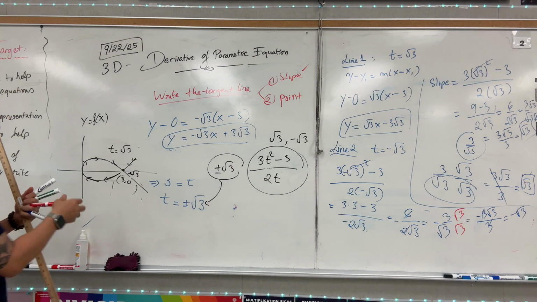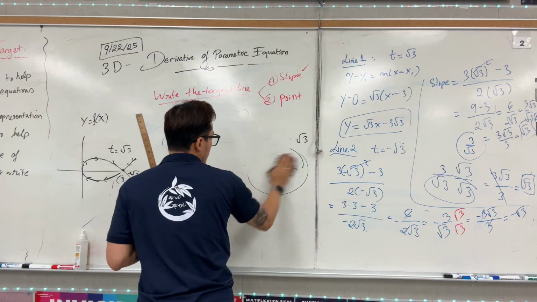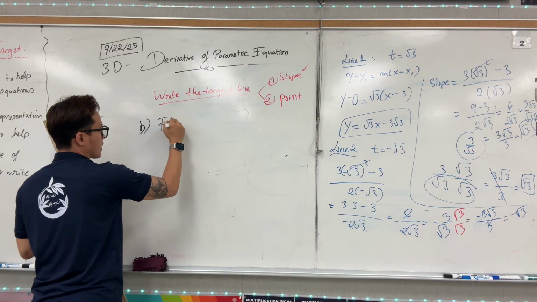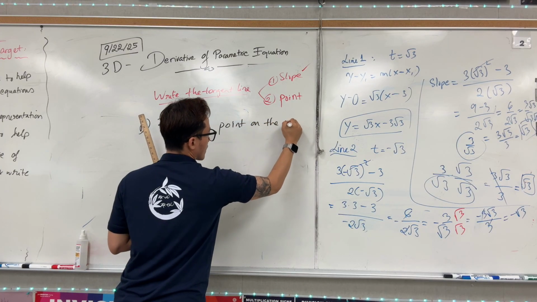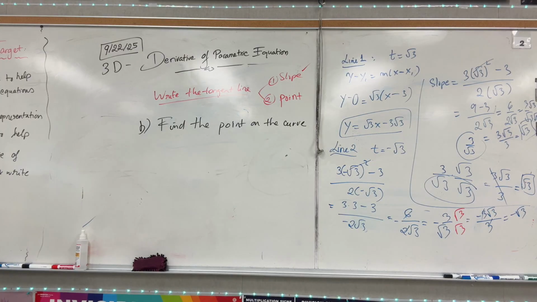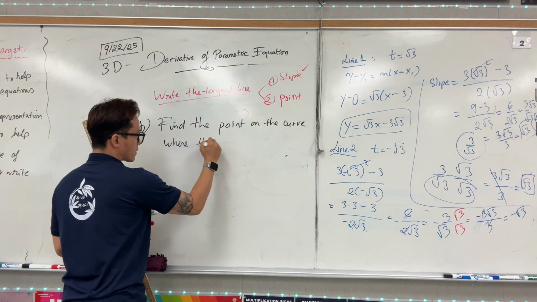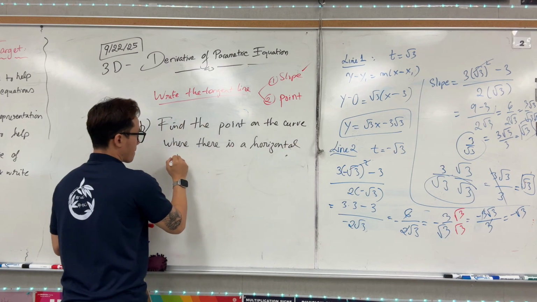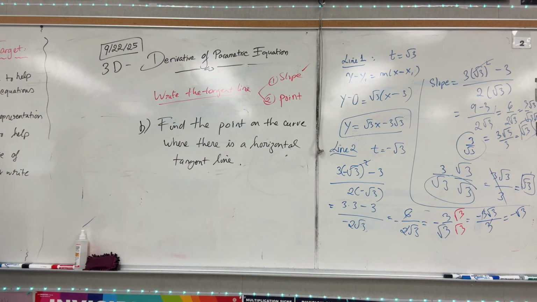Find the point on the curve. Okay. Find a point, maybe this is the last one, or maybe we continue next time. Find a point on the curve where there is a horizontal tangent line. Okay, when the tangent line is horizontal, what does it mean?